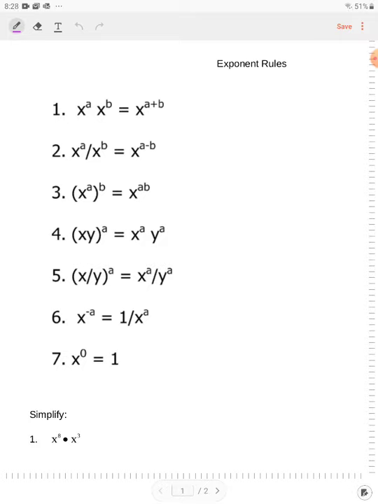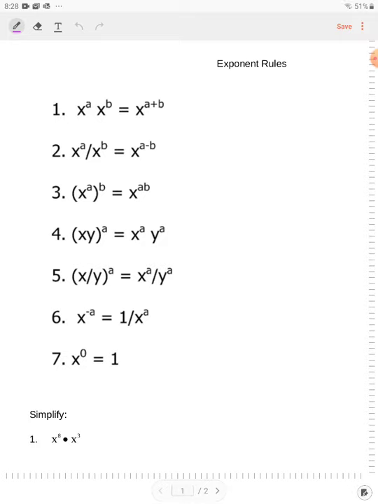Rule number 2. With like bases, x to the a divided by x to the b is equal to x to the a minus b. Rule number 3. X to the a, to the b is equal to x to the a times b. Rule number 4. X times y, quantity, to the a power is x to the a, y to the a. Number 5. The quantity of x divided by y to the a power is x to the a divided by y to the a.